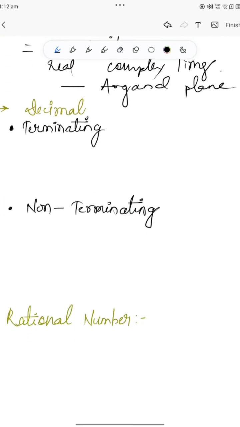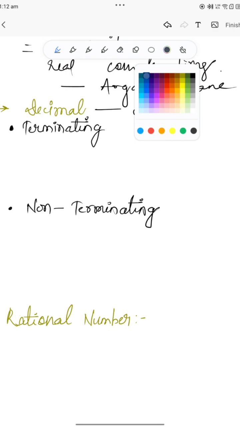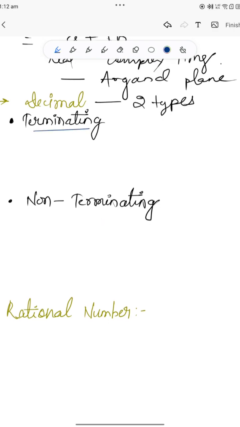Now comes the decimal. What is decimal? The decimals are basically of two types. Okay, so what are those two types? The first is terminating, the second is non-terminating. So what is terminating? That basically can be converted or can be fractionalized.